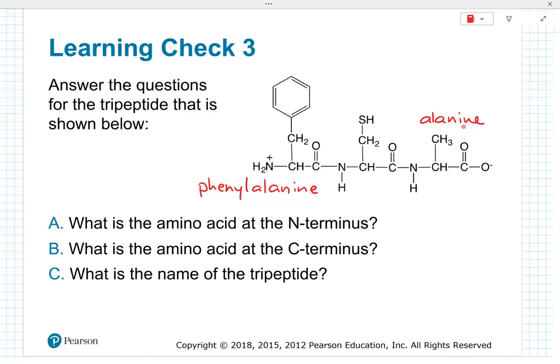Methionine is nonpolar, cysteine is polar. Okay? And name-wise, phenylalanyl cysteinyl alanine. Question? Okay. We good? Everybody? Cool.